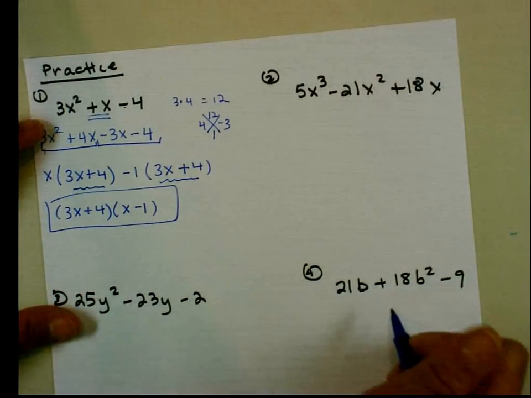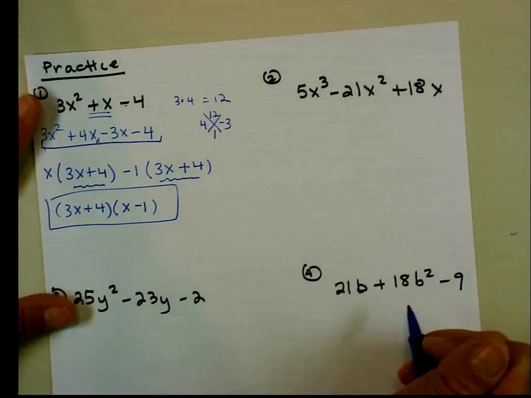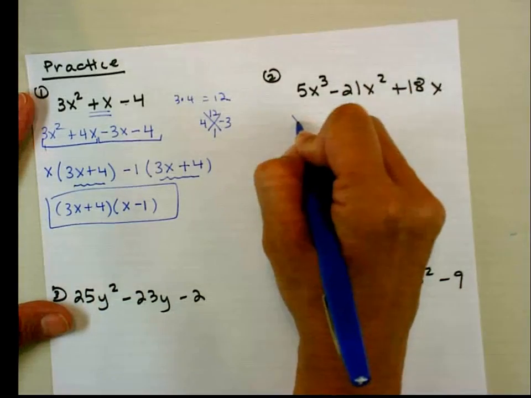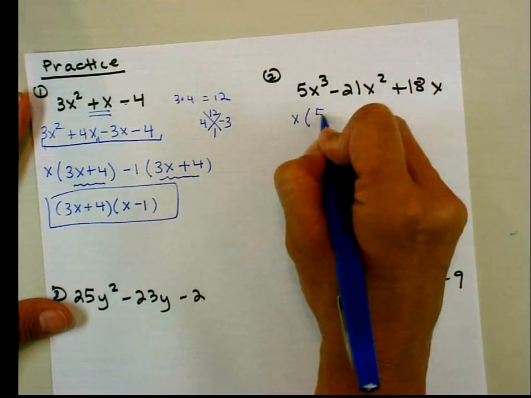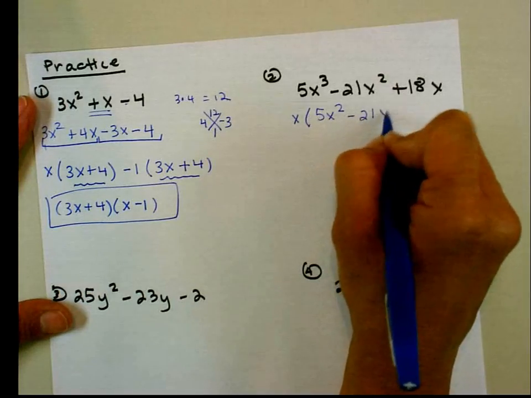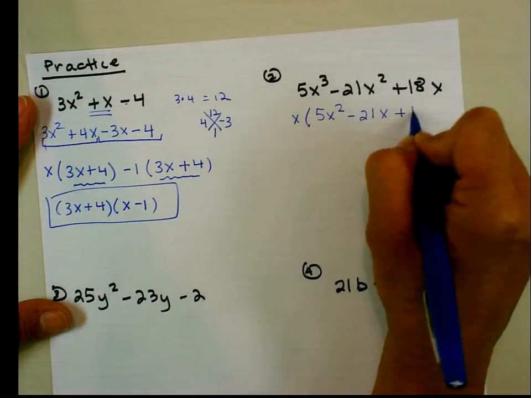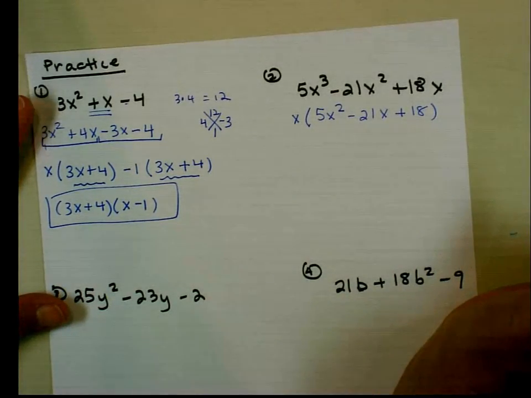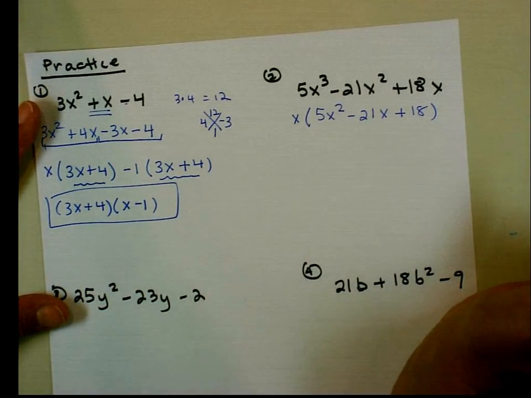On number 2, I gave us something else to do, right? A little pre-step, taking out that common factor of x that all three terms have. So 5x squared minus 21x plus 18. Oh dear, these are going to be big. Okay, that's okay. I've got a calculator. I have some other strategies.